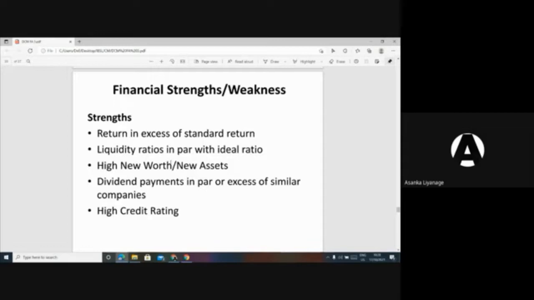Dividend payment in par with or in excess of similar companies is a kind of strength, but I will qualify that statement at a later stage. If you are a good company, you have to pay something to the shareholders. Then if a company has a high credit rating, normally done by local credit rating agencies, and they got a good rating from that agency, that is a positive strength.